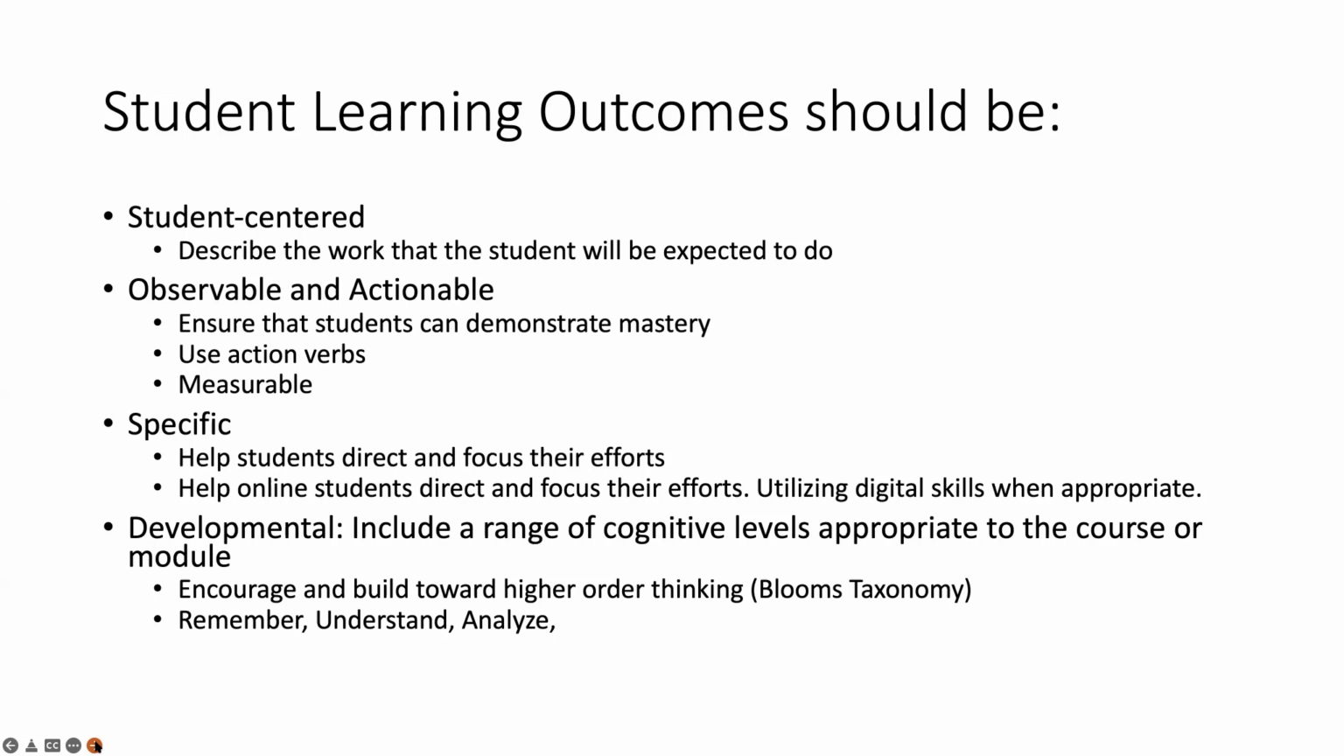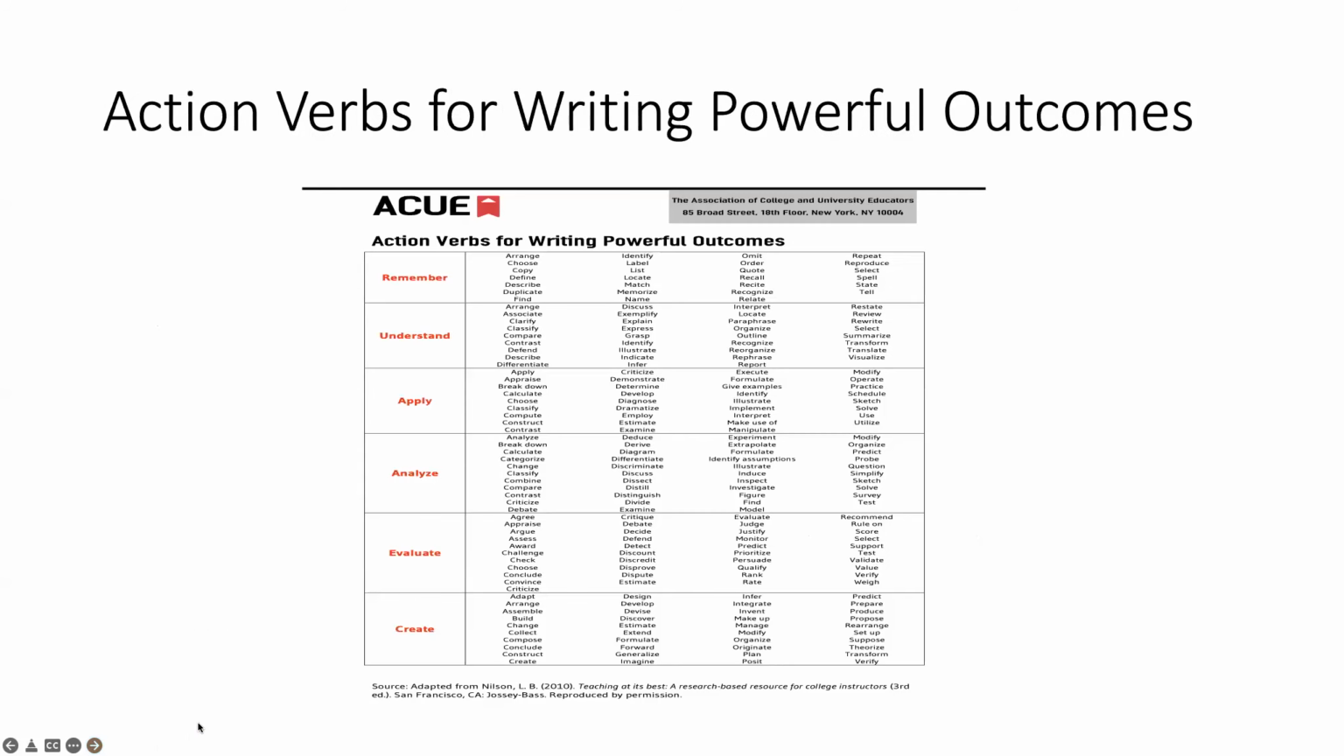Next slide. This next slide shows the list of action verbs for writing powerful learning outcomes. You will notice those action verbs on the left in red are the Bloom's taxonomy, from the foundational skills of remember all the way to the higher order thinking skills of analyze, evaluate, and create. This list is just what you can look at when you're reviewing your learning outcomes to see if these action verbs describe it better. And this is by no means an exhaustive list.